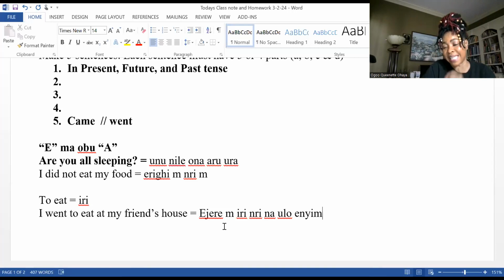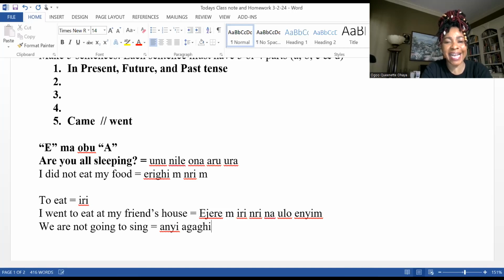So if you had replaced that with the right vowel, it means you are right and you punctuated well. But because you put a vowel that shouldn't be there, it's supposed to be anyi aboge abo. We didn't sing. And then the other one is anyi agage abo. I think what you're trying to say is that we are not going to sing. Anyi agage abo, abo. You see that you have to say anyi agage abo, abo. We are not going to sing.